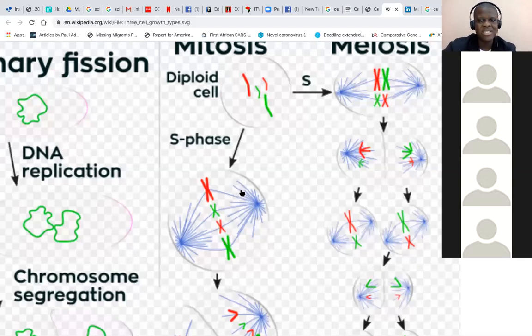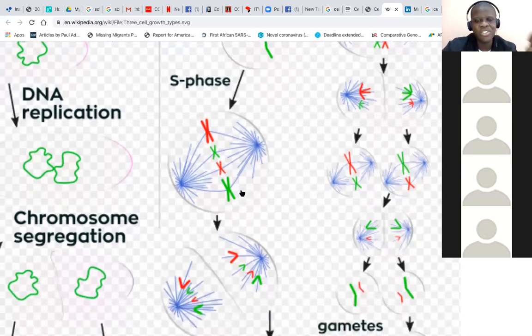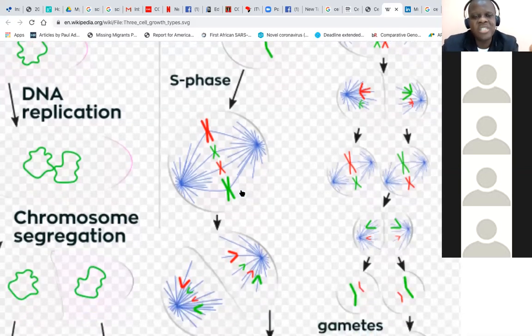So when the G1 phase comes in, it increases in size. S phase comes in, there is replication of the chromosome, so there is DNA replication, and the second G2 phase comes in, in which the cell further increases in size and is ready for mitosis.